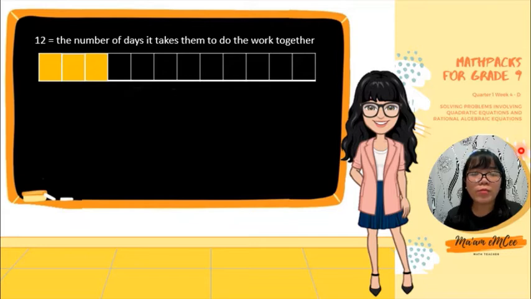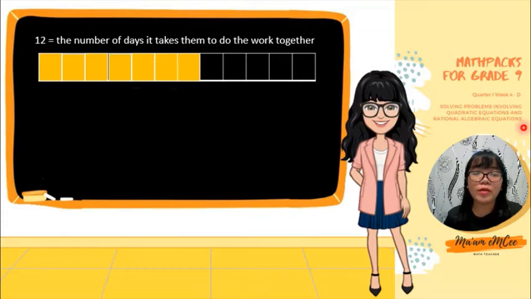On the third day, they will be finishing 3/12, or 1/4 when reduced to lowest terms. So they will be finishing 1/4 of the job already. During the fourth day, they will be finishing 4/12 or 1/3 of the job already. This will be the part of the work they will be finishing after 5 days and then after 6 days. Try to notice that during the 6 days, they will be finishing half of the job already. Their accomplishment is already half of the total work.